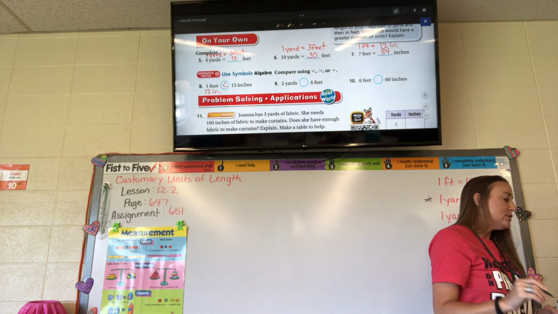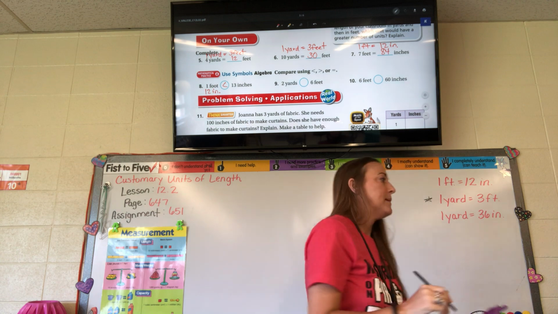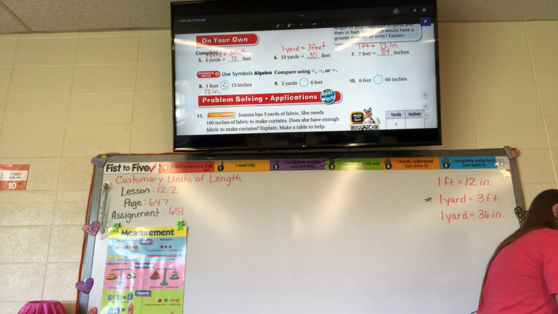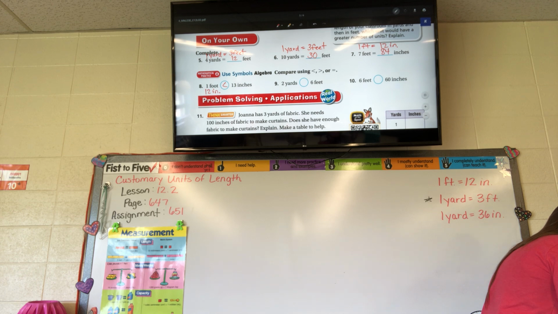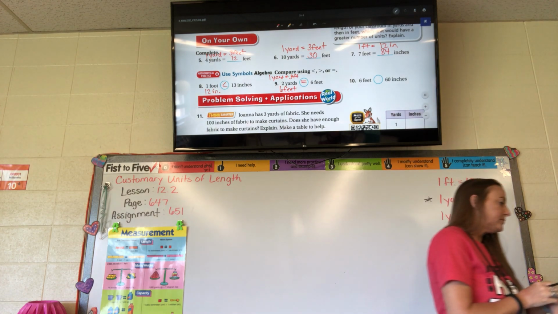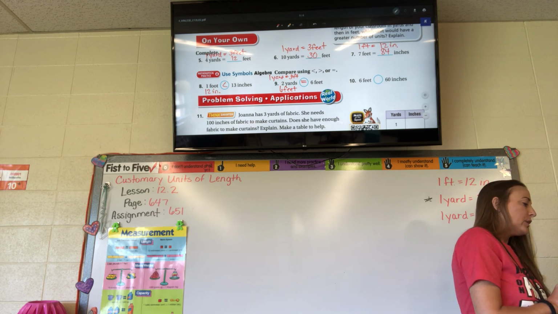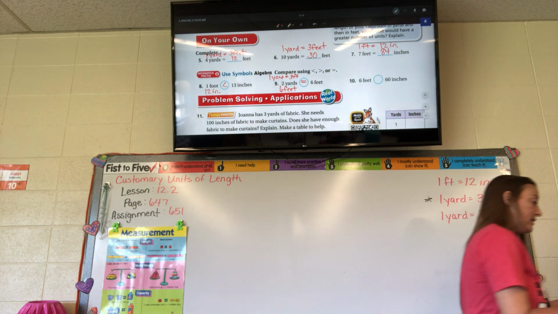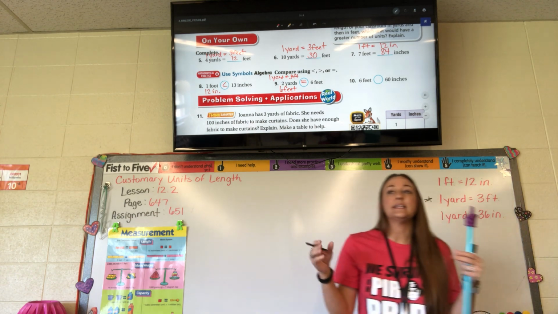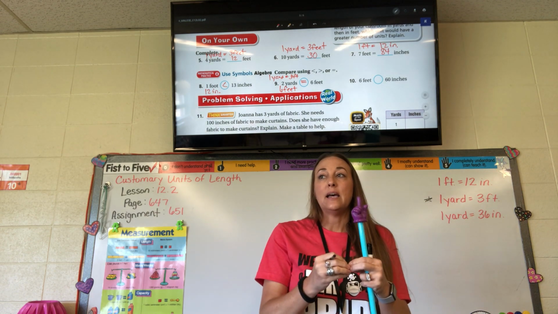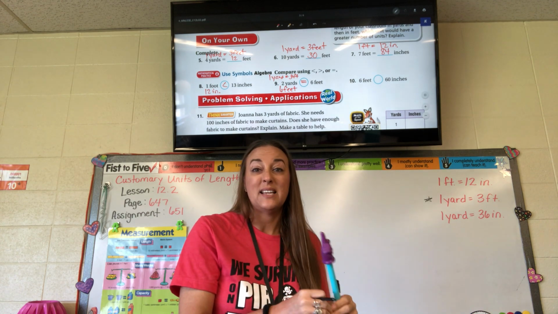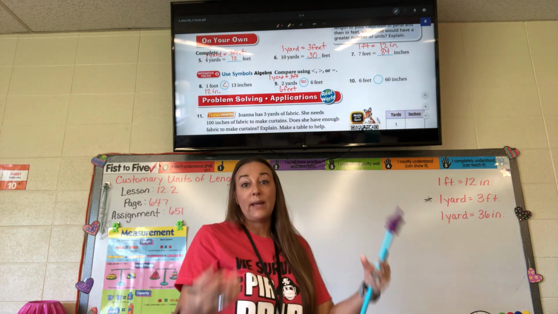Okay, on number 9, 2 yards or 6 feet. So we know that 1 yard equals 3 feet. So 2 yards would equal 6 feet. So those are equal. And then we're going to go feet to inches on the next one, because I like to always get my measurements converted into the smaller unit, because that's when we multiply. If we're trying to go bigger, we have to divide.